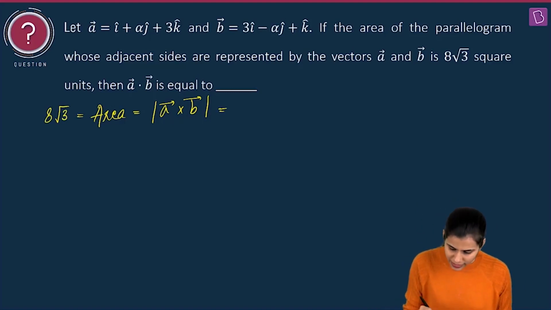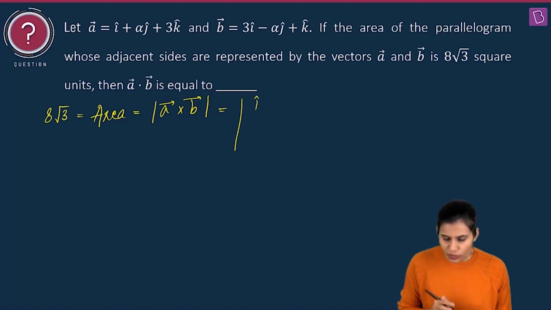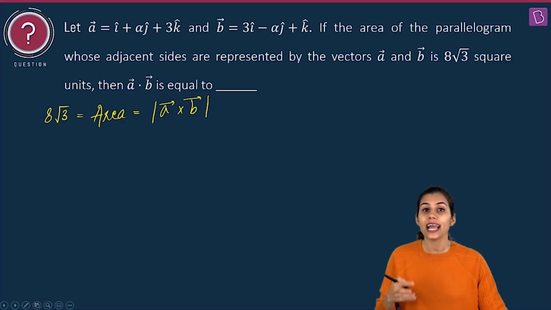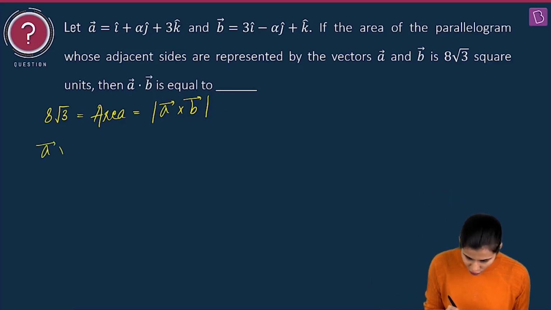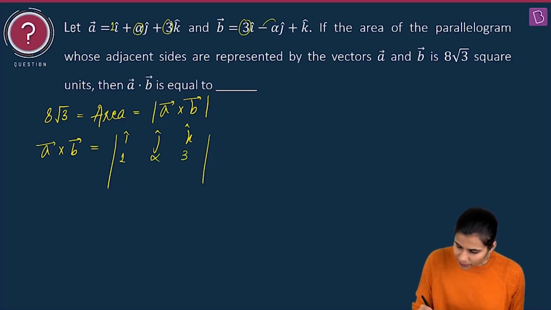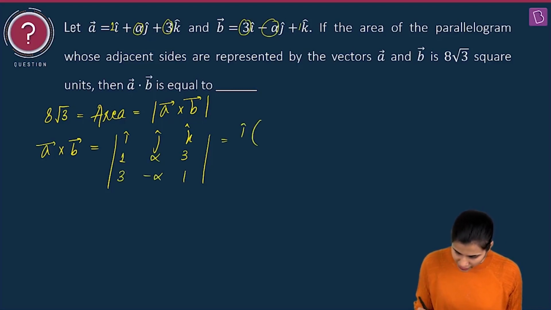Let us compute it explicitly. I am going to write, first of all, what is A cross B coming out to be as a vector. So A cross B will be the determinant of I, J, K; A is 1, alpha, 3; B is 3, minus alpha, 1. Open this up. What do you get?